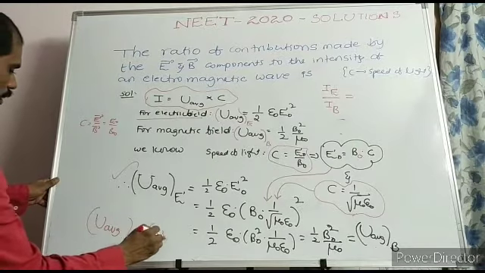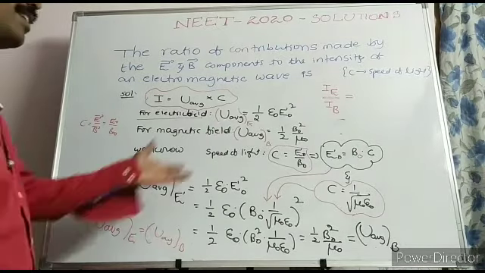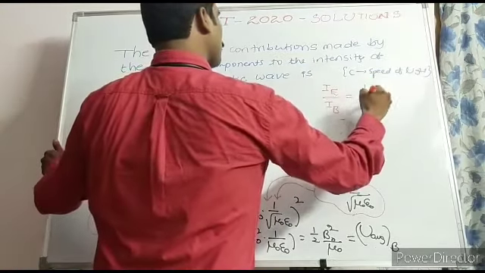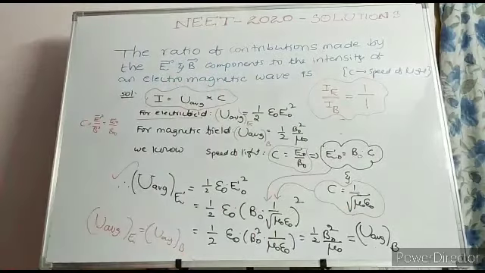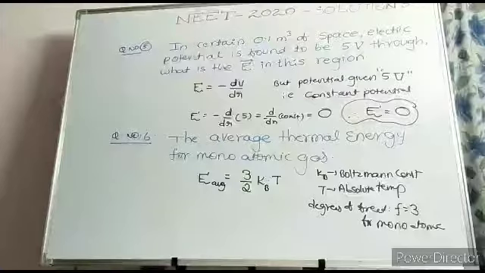Finally, by solving this one, we get U average of average energy of electric field is equal to average energy of magnetic field. So intensity also becomes 1 by 1. The ratio will be 1:1, we have to take. Okay.